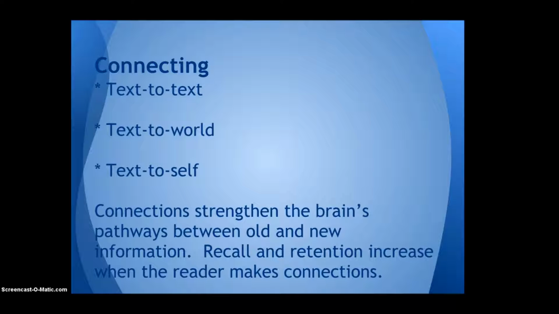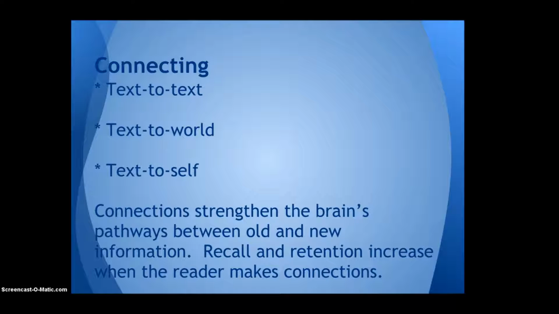There are three types of connections readers commonly use. A text-to-text connection is when what you're reading reminds you of something else you recall reading. For example, while reading Of Beetles and Angels, I made a text-to-text connection with The Things They Carried, a book that is also about refugees.